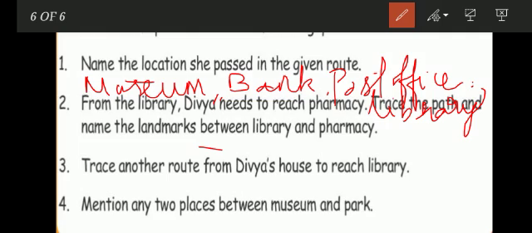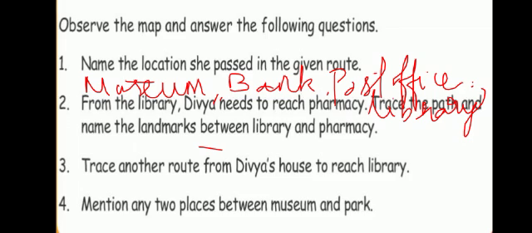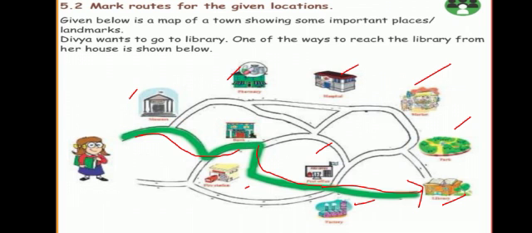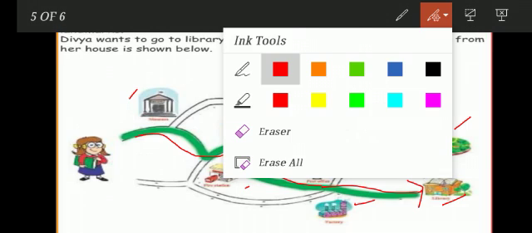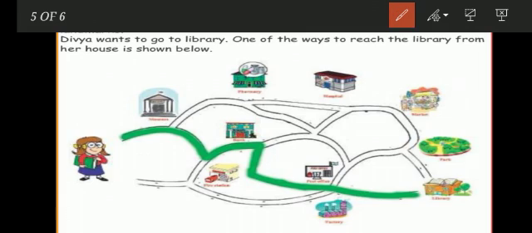And then the second question is what? From the library, Divya needs to reach the pharmacy. Trace the path and name the landmarks between the library and pharmacy. So now we go to the second one. Divya needs to go to the pharmacy from the library. So now I rub everything. Again we start library to pharmacy. So now we trace the path.